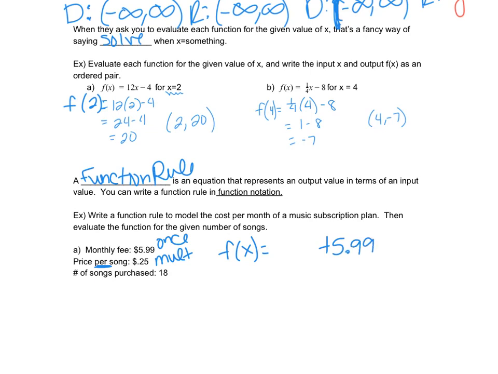So that's the monthly fee. It's just added on to however many songs you buy. And the price per song is 0.25x. And that is the function rule. Okay, let's write that so we don't forget. Function rule.